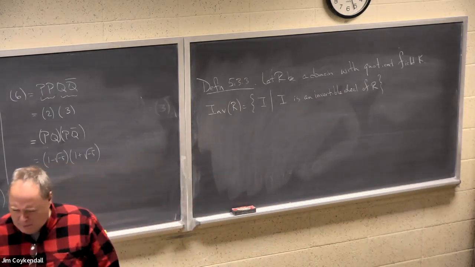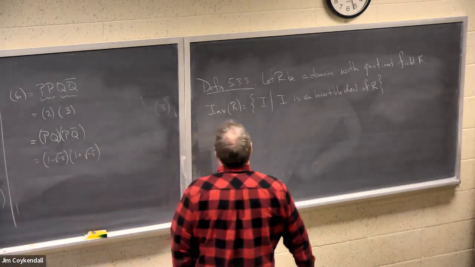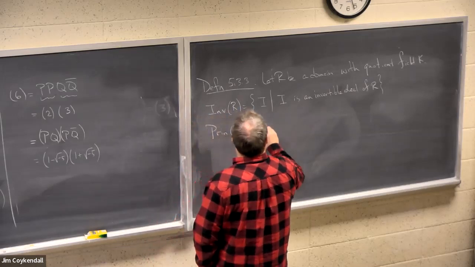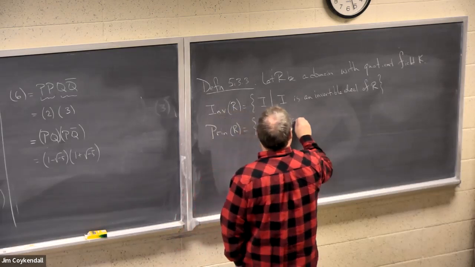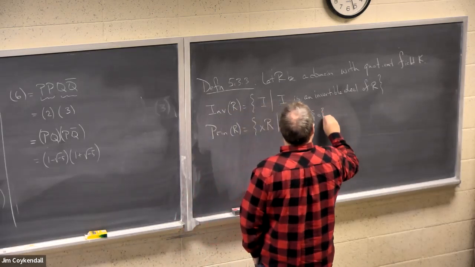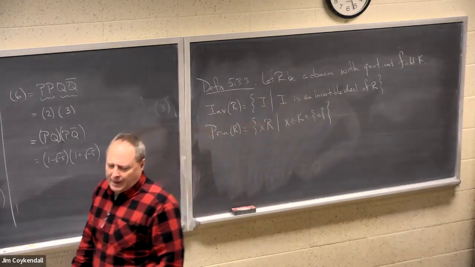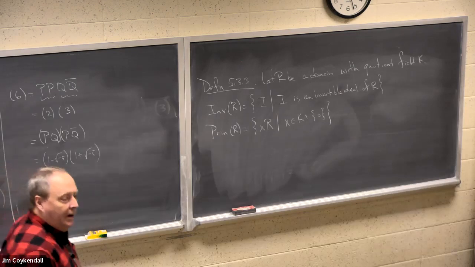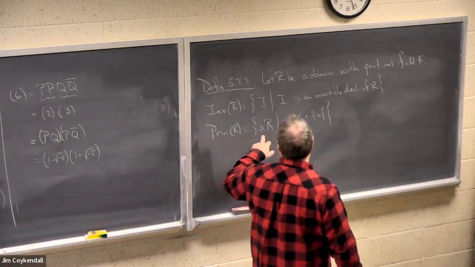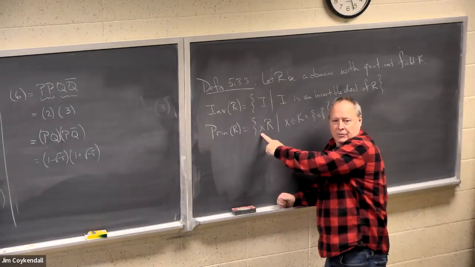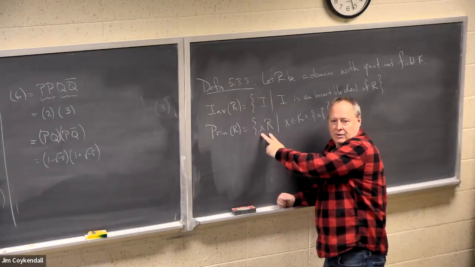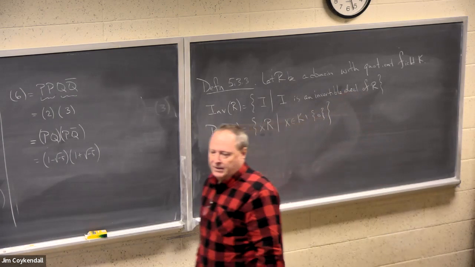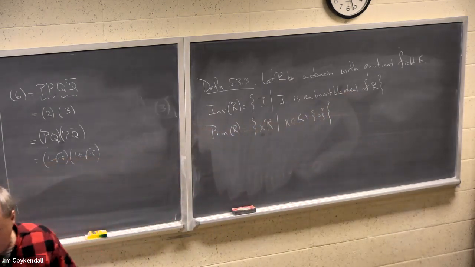And I'm going to define Prin(R) to be the set of xR, for x non-zero elements. As you might guess, Prin(R) is the principal ideals. So one of the big things that I hope we remember is that every principal ideal is invertible. The inverse of xR is x inverse R, right? Notice, so this is actually a subgroup of Inv(R), because every principal ideal is invertible.